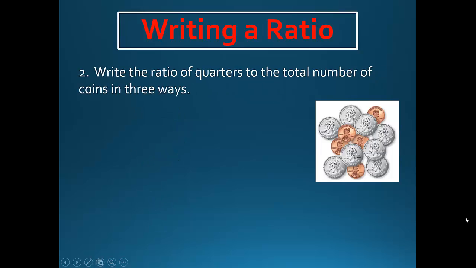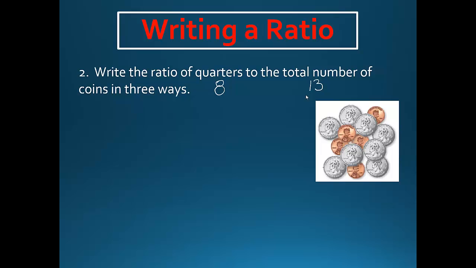For number 2, we're going to write the ratio of quarters to the total number of coins in three ways. From the previous problem, we know that the number of quarters was 8. We also know that we had 5 pennies. So if we want to know the total number of coins, we need to add the 8 and 5, and we would get 13. So the total number of coins is 13.